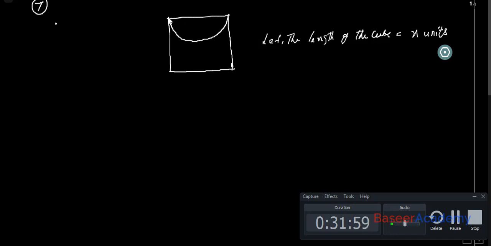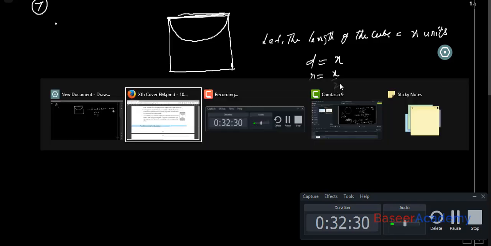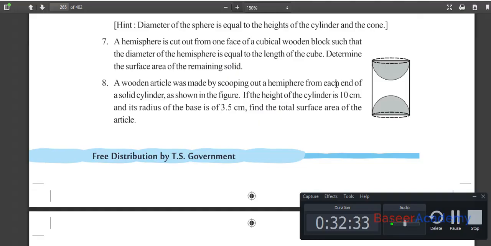Then the diameter of the hemisphere will be x, because it clearly is visible, and it is also mentioned in the question that the diameter of the hemisphere is equal to the length of the side of the cube. Length of the side of the cube is x units, so the diameter would be x. Now if the diameter is x, the radius would be x by 2. We have to find out the surface area of the remaining solid.